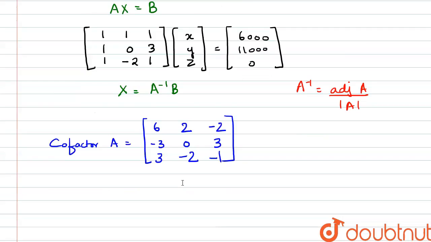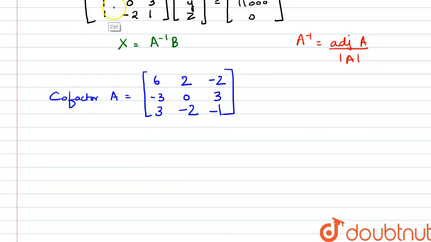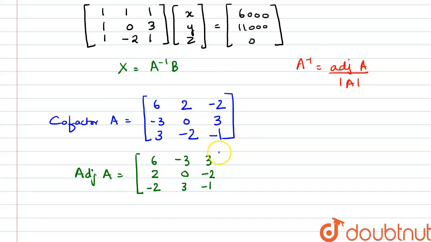Now if we have to find the adjoint of this, we have to transpose this matrix. So our adjoint matrix, or adjoint of A, will be equal to: the first row will be the first column, that is 6, 2, minus 2. Similarly, the second row will be the second column, that is minus 3, 0, 3. And our third row will be the third column, that is 3, minus 2 and minus 1. Okay, so this will be the adjoint of A matrix.